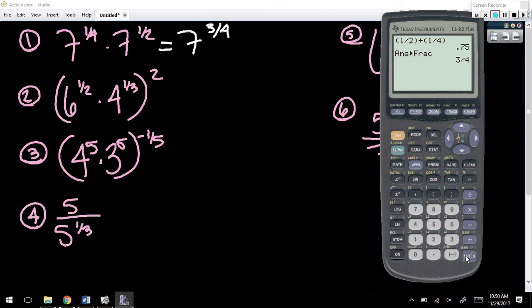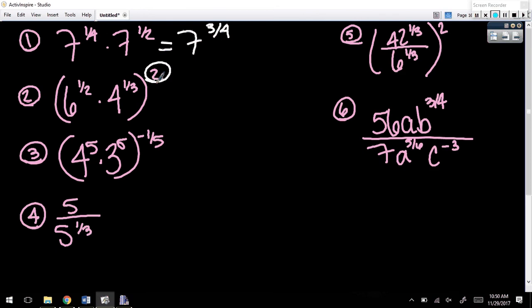All right, number 2. Now, look at the parentheses of number 2. I'm looking for either like bases or like exponents. Do I have either? No. So the only thing I can do is take this to both pieces. And I can do that because I'm multiplying inside, right?